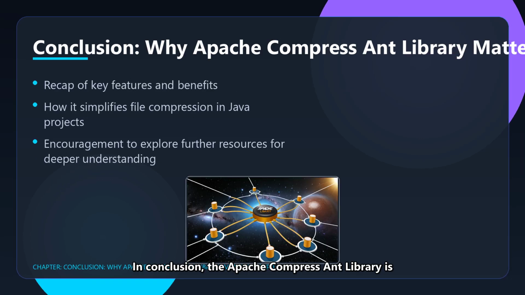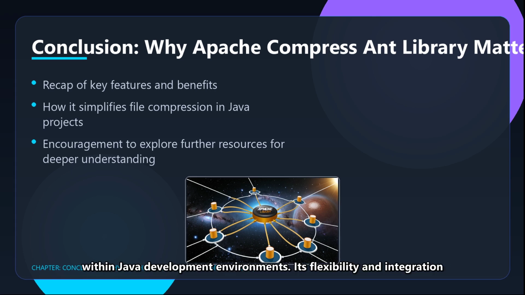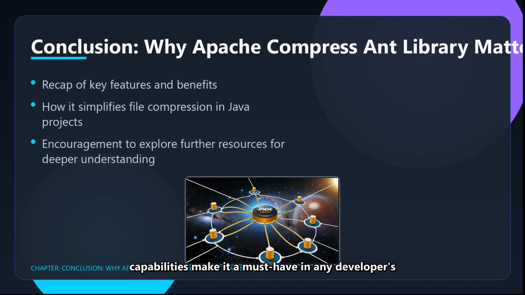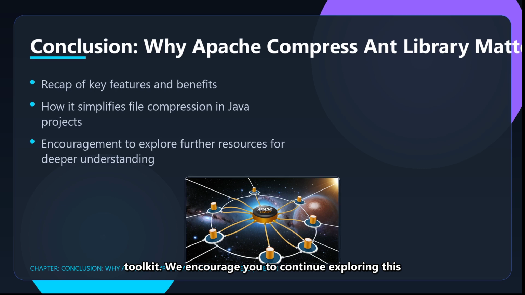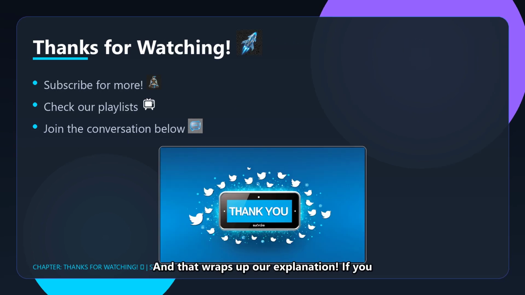In conclusion, the Apache Compress Ant Library is an invaluable tool that simplifies file compression tasks within Java development environments. Its flexibility and integration capabilities make it a must-have in any developer's toolkit. We encourage you to continue exploring this library to unlock its full potential. And that wraps up our explanation.